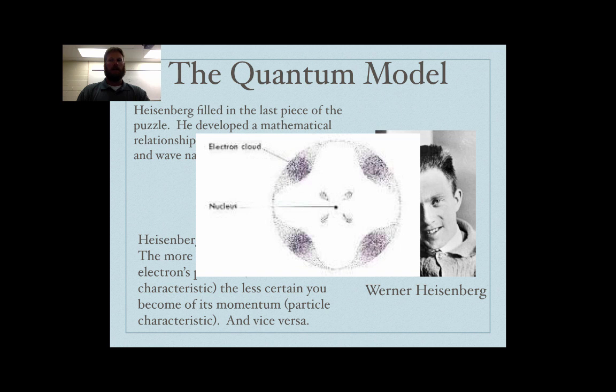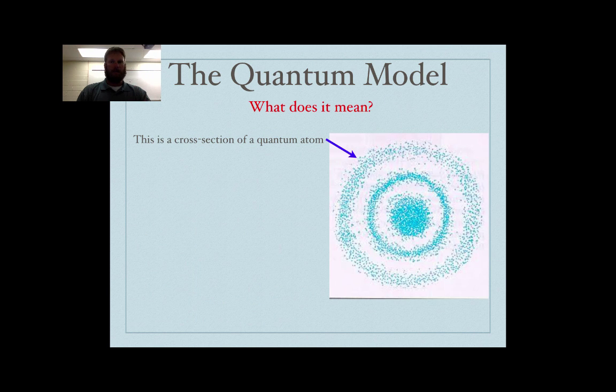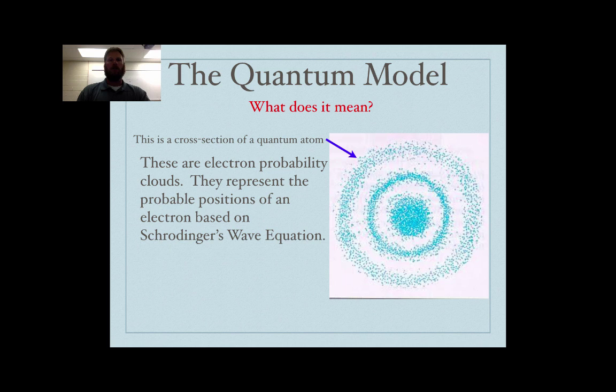Once again, here's a diagram of a quantum model. So what does this mean? Look at this diagram as a cross-section of an atom. Somewhere in the center you will find the nucleus. Each spherical region represents a possible position where an electron could be. You will notice that these spheres are a certain distance away from the nucleus, just like Bohr's energy levels. Remember that each individual dot represents a probable position for an electron, not an electron itself.